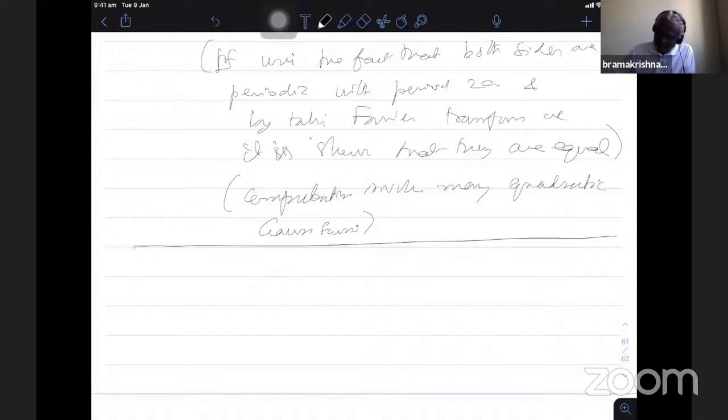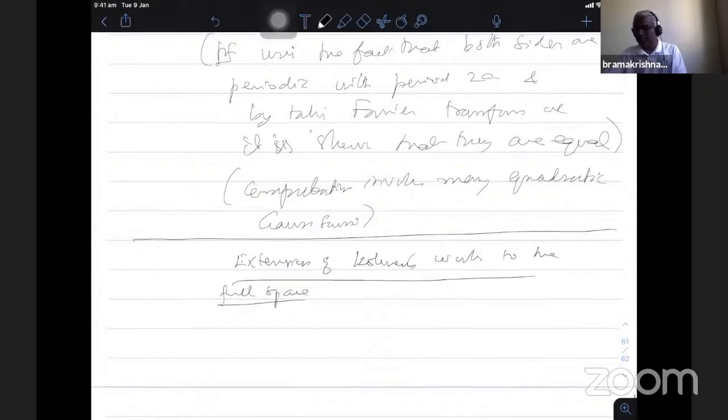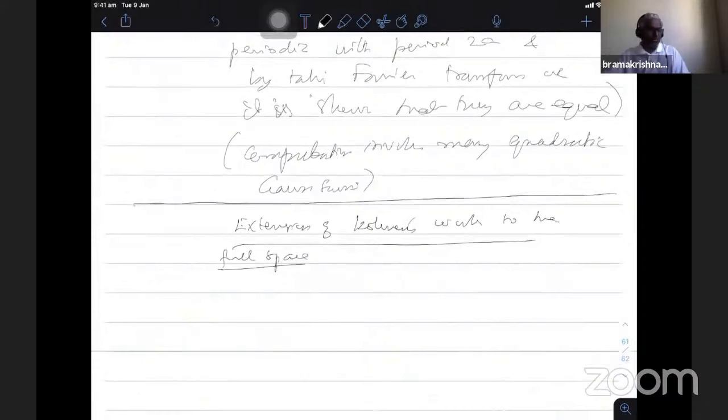So now the extension. Now I mention the one which works for the full space. I'll just mention the old result of ours, and then the other results we will talk about tomorrow. So this is with Monica Vasudevan.